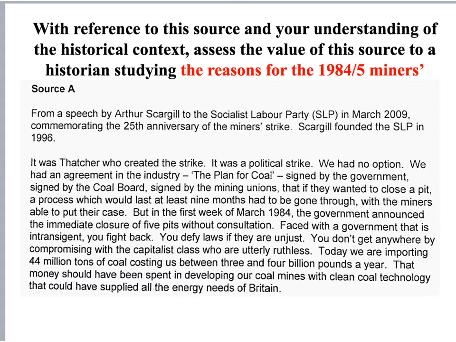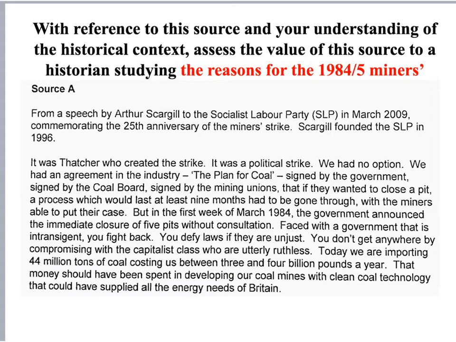Now, you might want to pause and read this through, but for source A, there are certain things we need to do to assess its value to us, and you should know this by now. You've got to consider the provenance of the source. You've got to consider the content of it. You've got to use your own knowledge to assess both the provenance and the content. And if required, you also need to perhaps think about the tone or the language used in the source, if that helps you assess the value to a historian looking for reasons of the miners' strike.